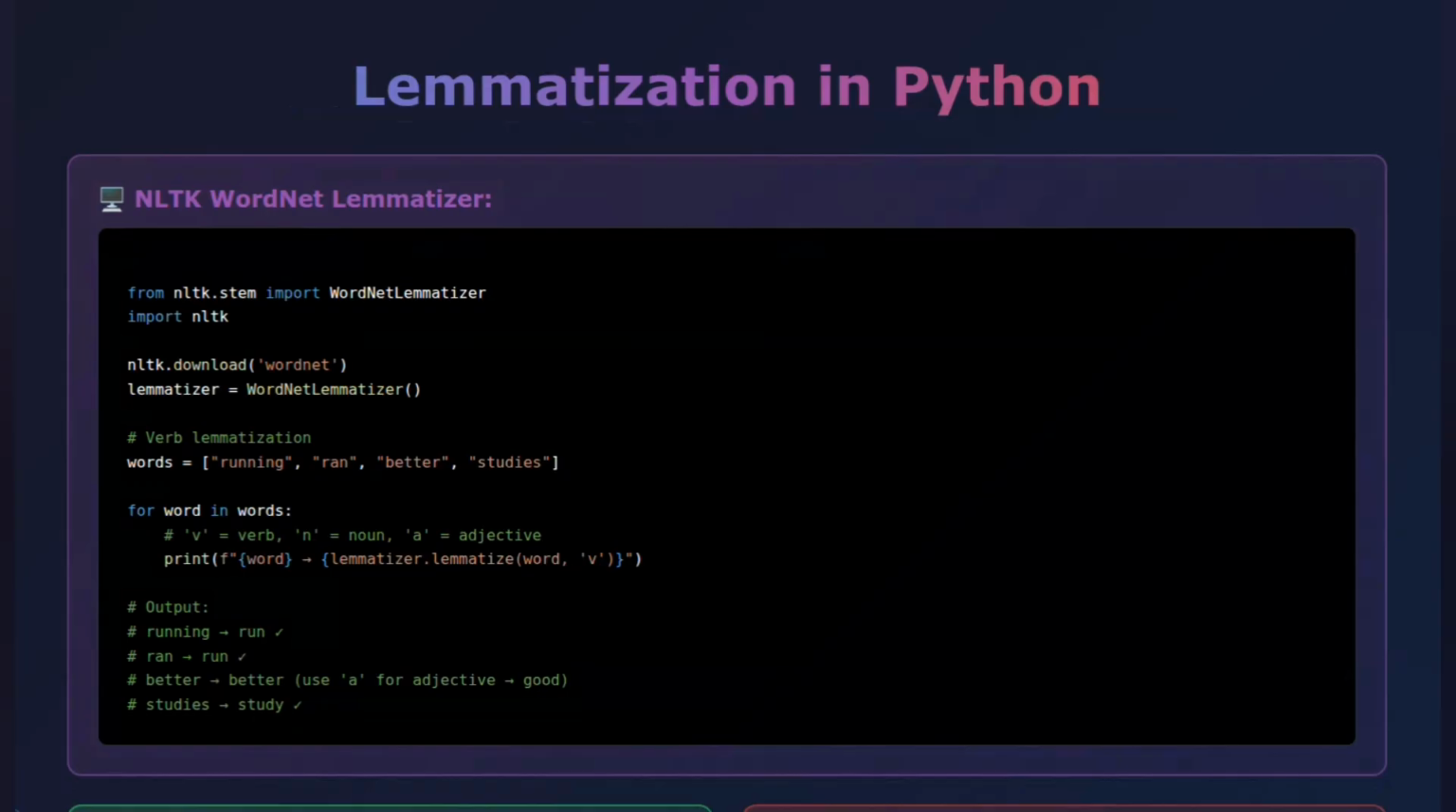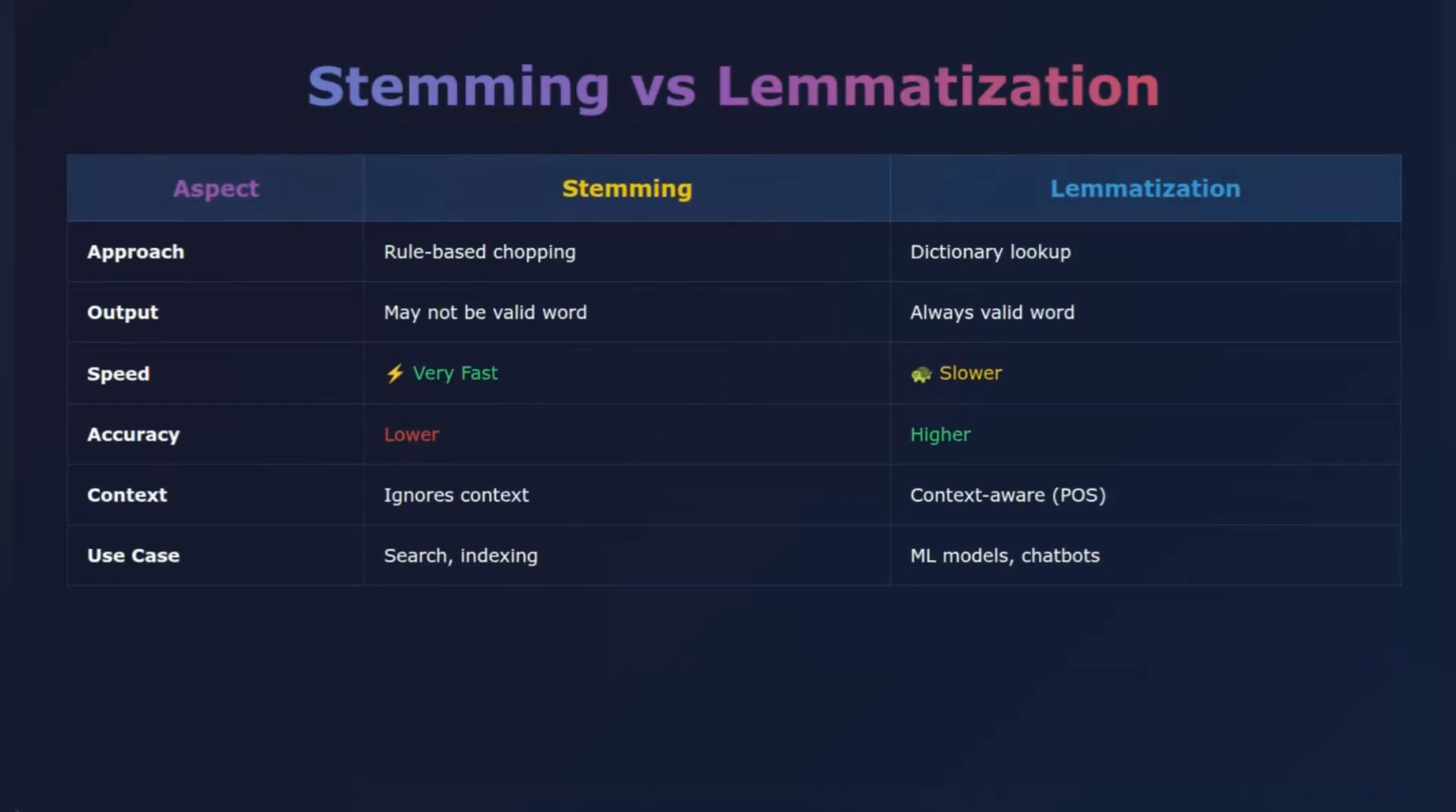In production systems, this trade-off between speed and accuracy is super important, which we'll talk about in a minute. All right, let's put these side by side and really see the differences. Approach: stemming uses simple rules. Lemmatization uses dictionaries and grammar. Output: stemming might give you nonsense. Lemmatization always gives valid words.